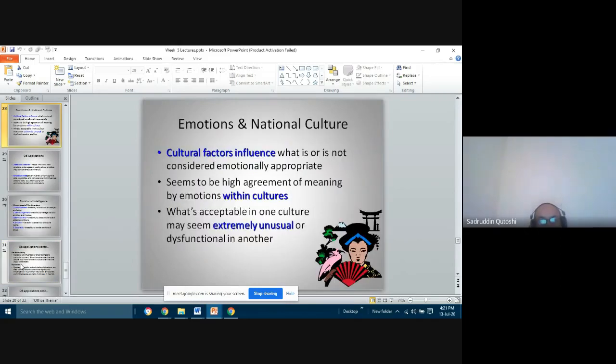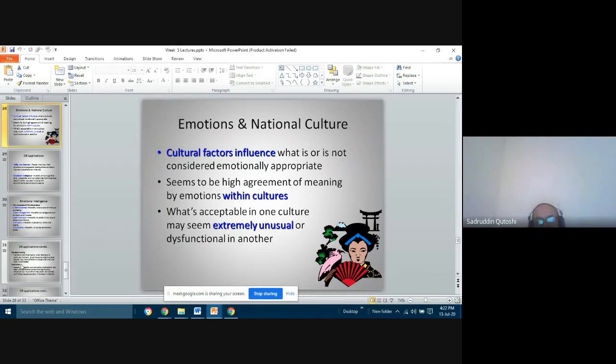Similarly, emotion and national culture. When you look at this particular slide, cultural factors influence what is or is not considered emotionally appropriate. There are different cultural settings and different cultural values, so in the light of those cultural values, you can understand people's emotions. There seems to be high agreement on the meaning of emotions within cultures. Within their cultures, every person has their own meaning-making of the things associated with emotions.